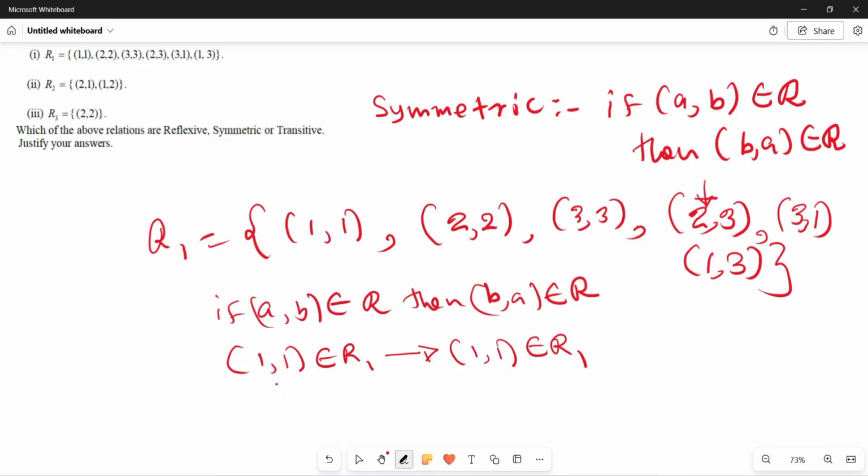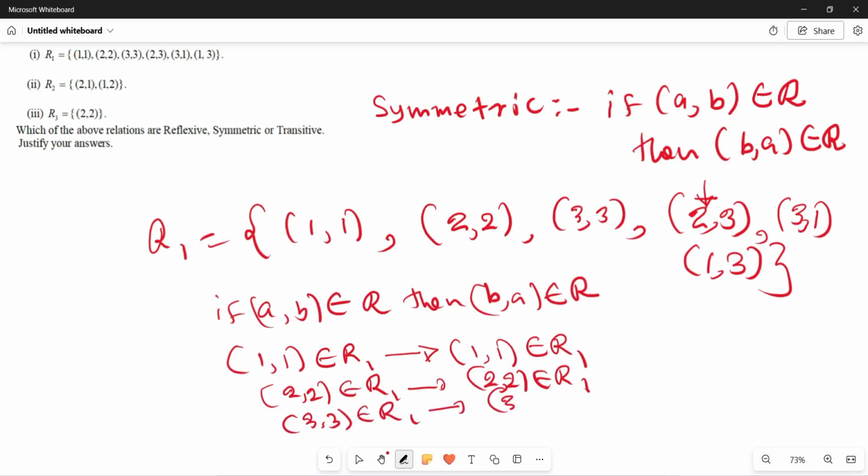Okay, the other one is also okay. (2, 2) belongs to R1. The reverse of that one is the trivial (2, 2) in R1. (3, 3) also belongs to R1. Their reverse is also okay. But the problem is (2, 3) is available in R1. But can you find (3, 2)? Is (3, 2) there? No, there is no (3, 2), right?